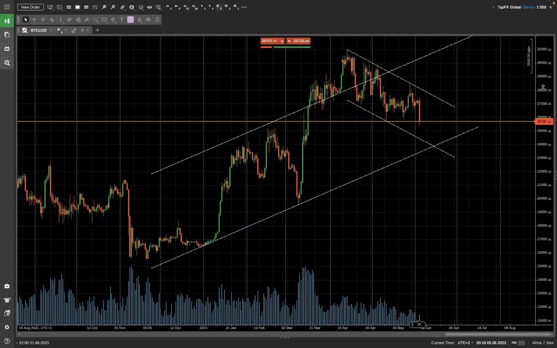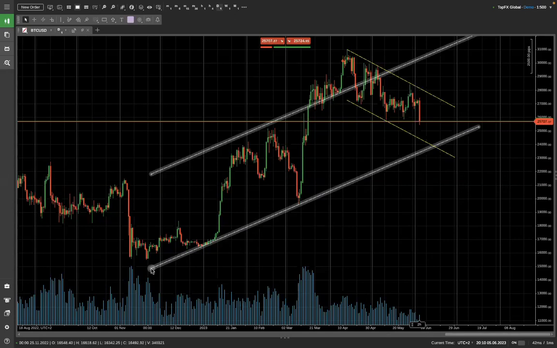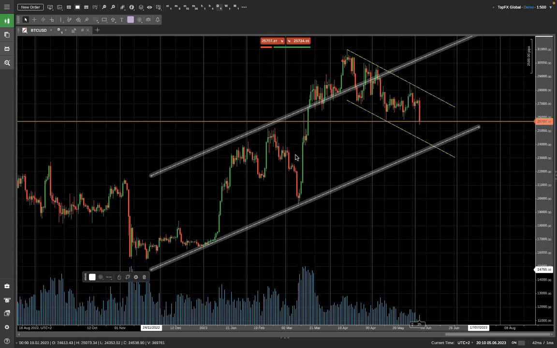Let's say that we are trying to apply these channels correctly on the screen, so it's more or less all right. So what we should expect is that the main channel is to the upside. We have some sort of breakout to the upside with the highs around 30,000 dollars. Then the market goes back into the channel, then it tries to break, then again gets back to the channel, then it tries to break to the upside, then again goes lower and lower. So that red line is of course the current price of Bitcoin.